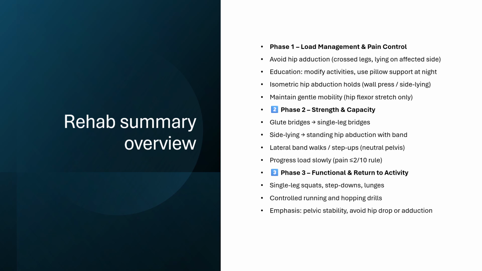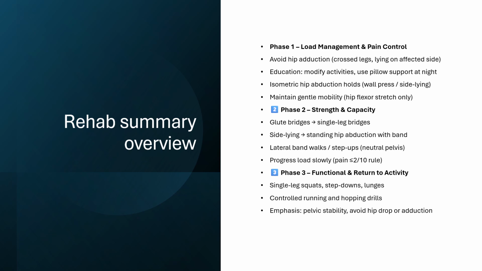We introduce isometric exercises such as side-lying abduction holds or wall presses, and this can help reduce pain and maintain tendon load tolerance. We do some gentle hip flexor stretches, but we try and avoid aggressive adductor or ITB stretching at this stage as they will increase tendon compression.